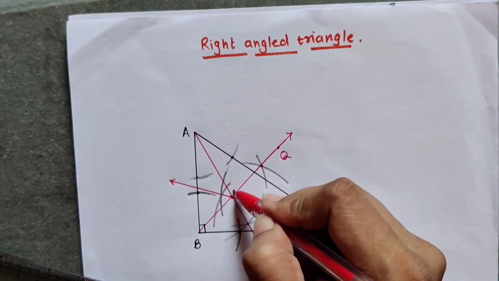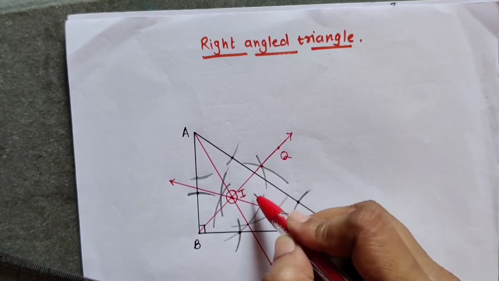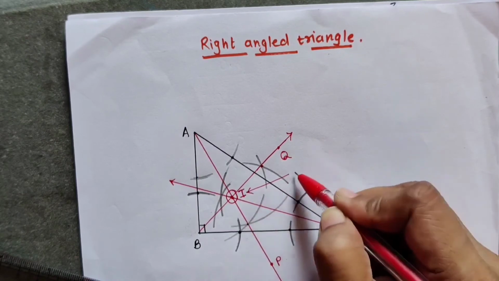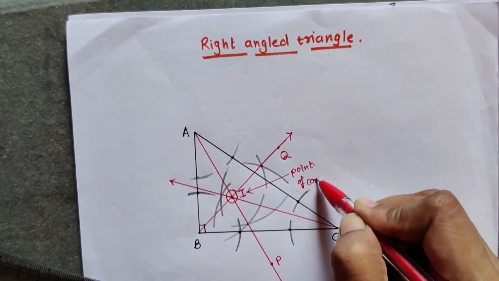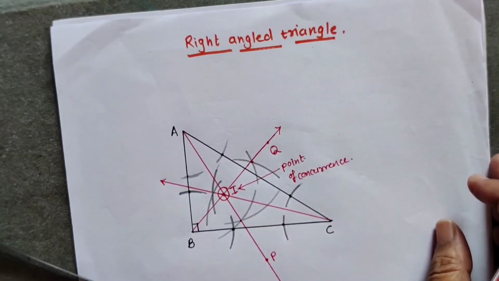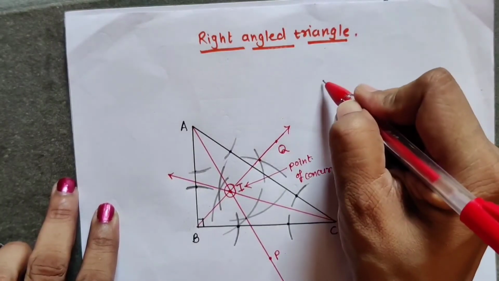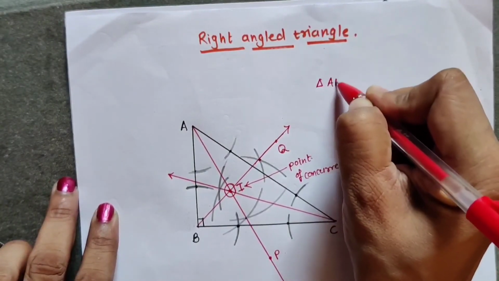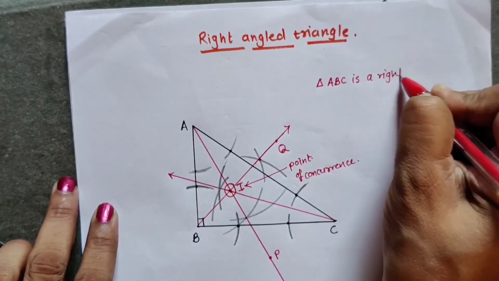And this way we have got this point of concurrence I. This is the point of concurrence we can write here. This is the point of concurrence. So we have drawn this angle ABC as right angle triangle. Triangle ABC is a right angle triangle.